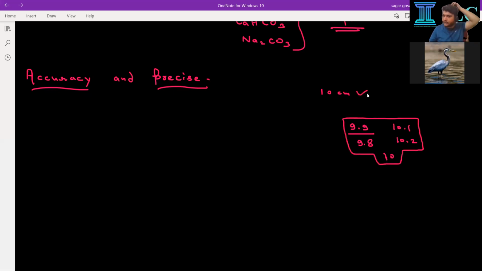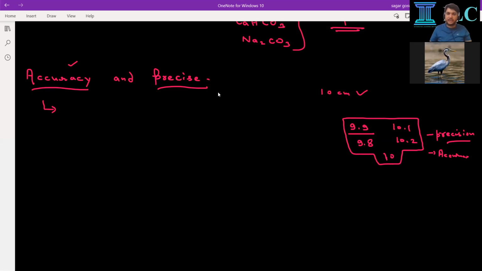This is the true value, and they're also very close to each other. These values are lying very close to each other as well. So this is the precision: all your values are lying very close to each other. So you will have good precision and you will have good accuracy as well. The values lying close to the true value, how many values are lying close to your true value, this is called the accuracy.